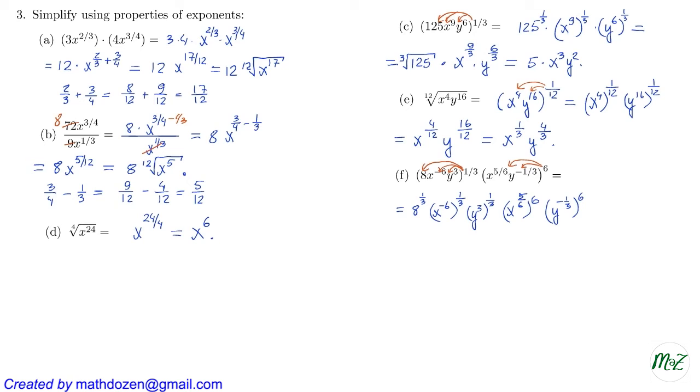Then by the different rules, 8 to 1/3 power will be the cube root of 8. And the rest of the terms are simplified by the power of the power rule. So multiply negative 6 by 1/3, get negative 6/3. Y cubed to 1/3, get y to the power 3/3. X to the power 5/6 to the 6 will get x to the power 5 times 6 over 6. And y to the negative 1/3 to the 6th power will get y to the negative 6/3.